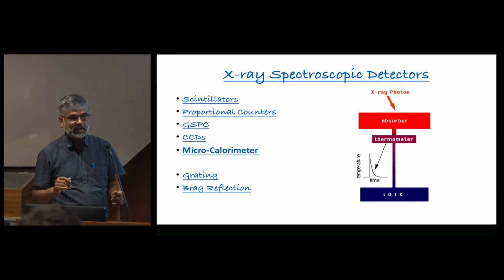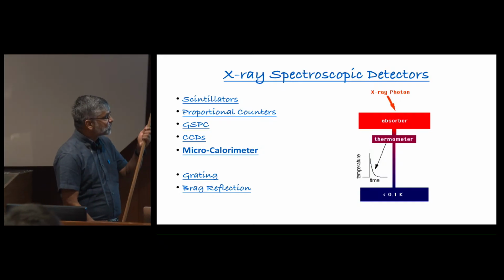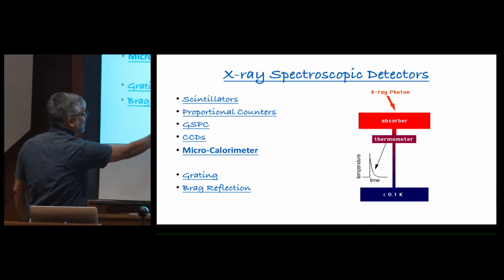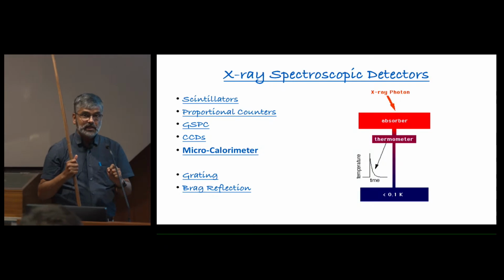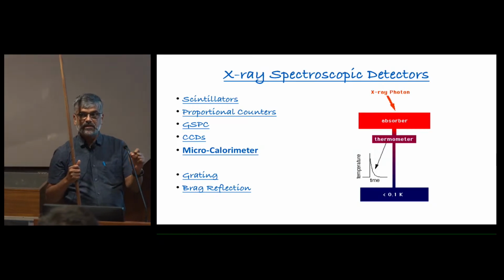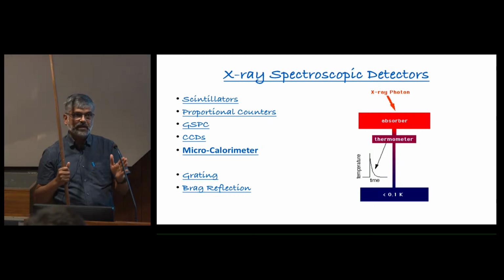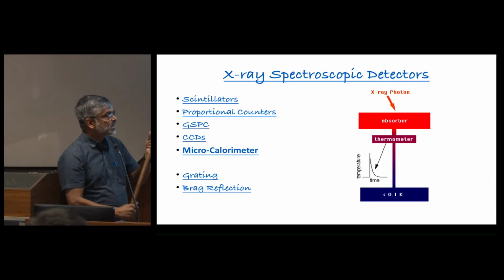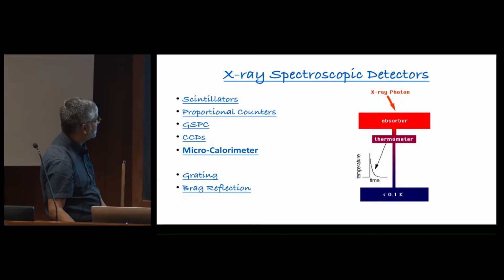Okay. That is a very challenging task, but it has been achieved. The energy deposited by a single X-ray photon causes a small increase in temperature, which causes a change in resistance because it is kept at a critical temperature, and that change in resistance can be measured accurately, thereby giving a very accurate value of the energy measurement. These are very high resolution energy devices.